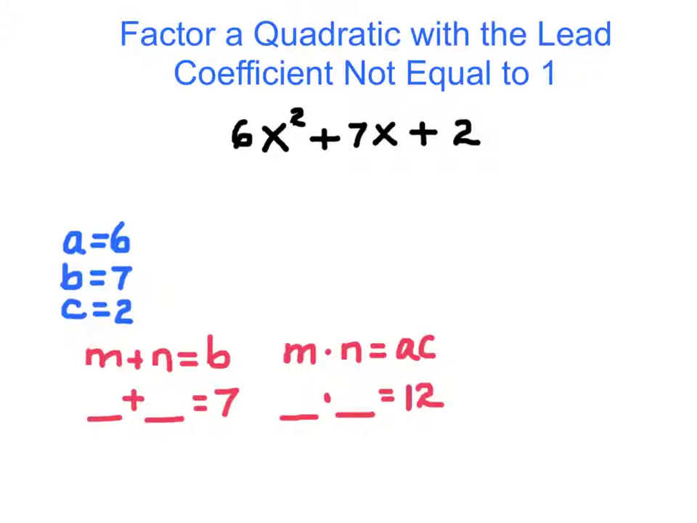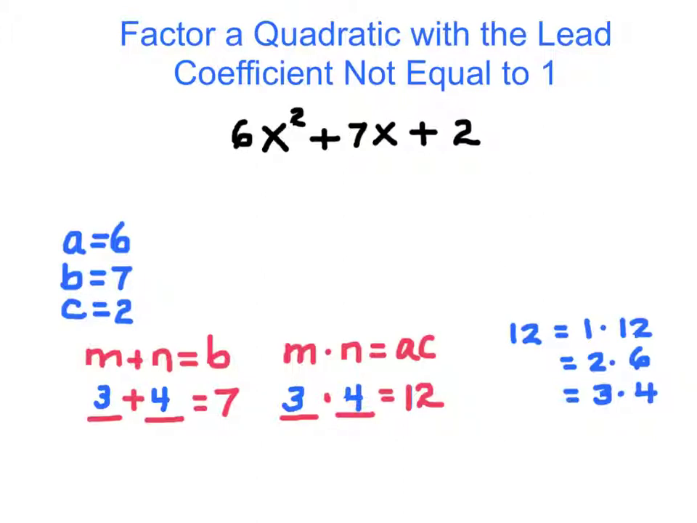Let's factor 12. 12 factors into 1 times 12. If we add 1 and 12 together, we don't get 7. We want the sum to be 7. 12 is also 2 times 6. And if we add 2 and 6 together, we still don't get 7. 12 is equal to 3 times 4. And if we add 3 and 4 together, we get 7. So m and n are 3 and 4. 3 plus 4 is 7. 3 times 4 is 12.